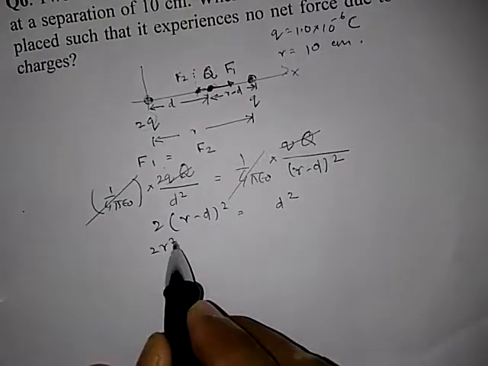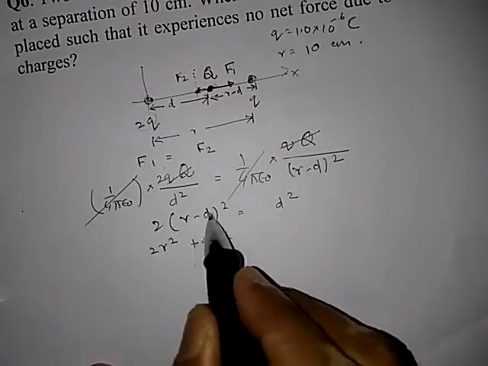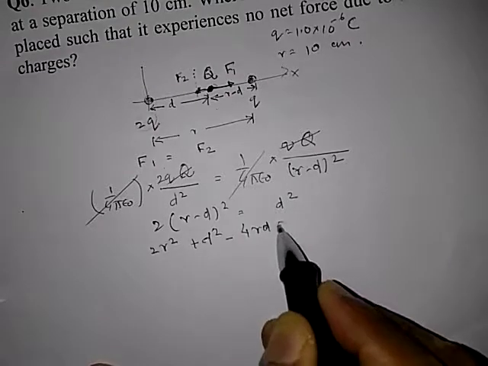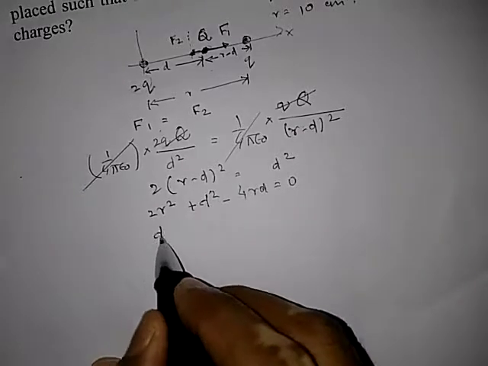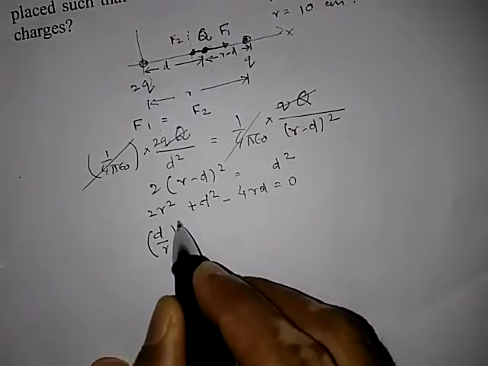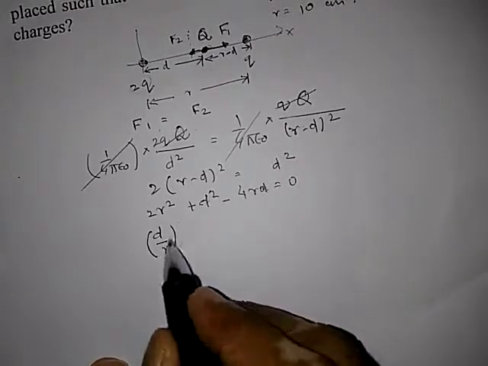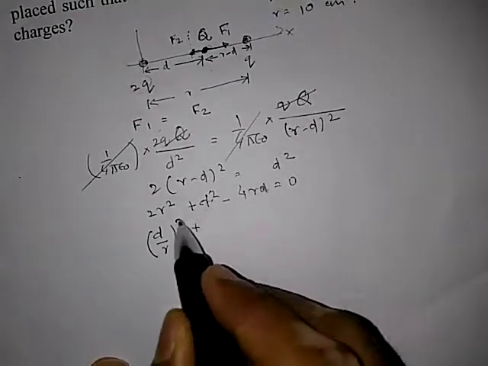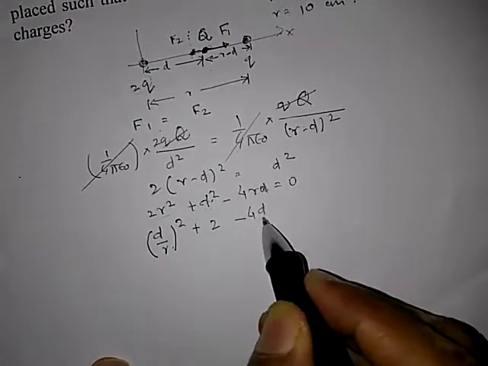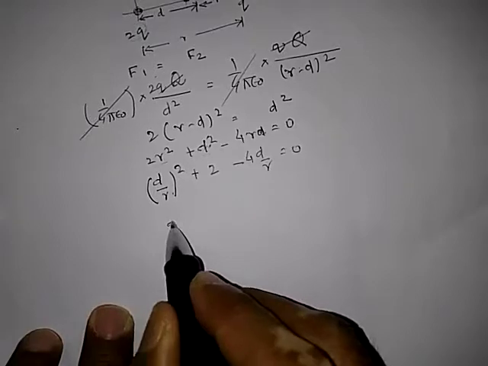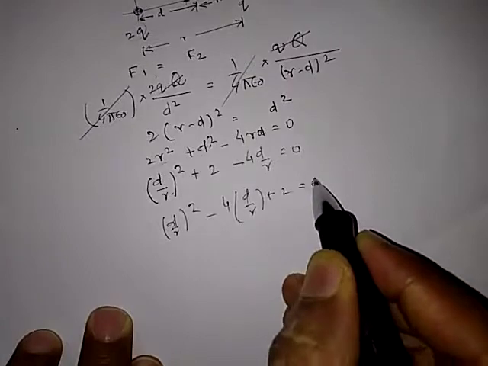Expand this, we get 2r square plus 2d square minus 4rd equals d square. We need to solve this equation for d. What we do is take the ratio of d by r, dividing the whole thing by r square. So d by r whole square plus 2 equals... rearranging, d by r whole square minus 4 d by r plus 2 equals 0.